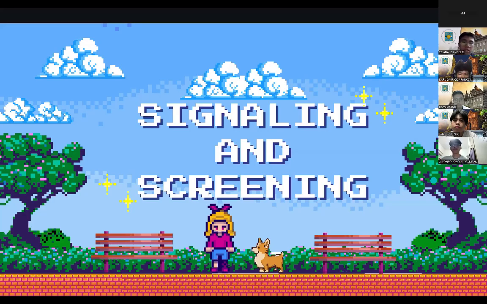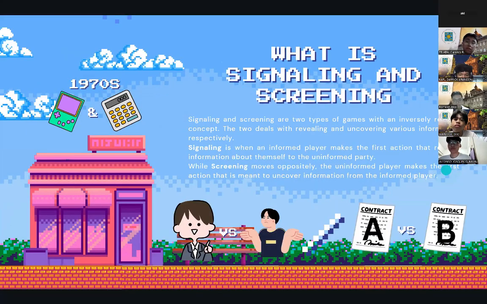So, what is signaling and screening? Just a bit of history background. Signaling and screening is actually involved in not only game theory, but even economics. It was developed back in the 1970s to solve problems, usually dealing with hidden information. Signaling and screening are, as you can see, two types of games with an inversely related concept. Generally, it deals with revealing and uncovering various information.